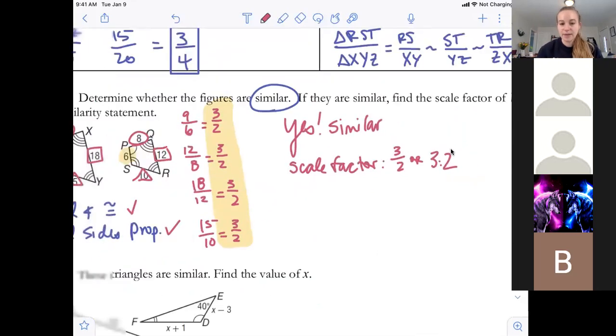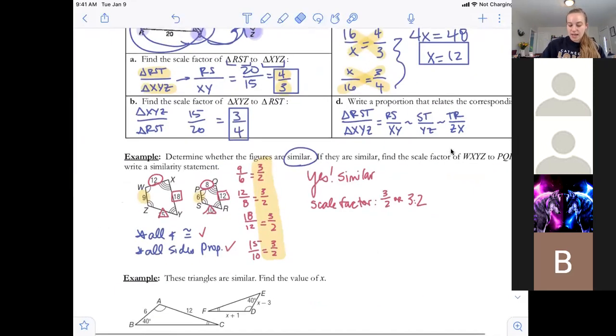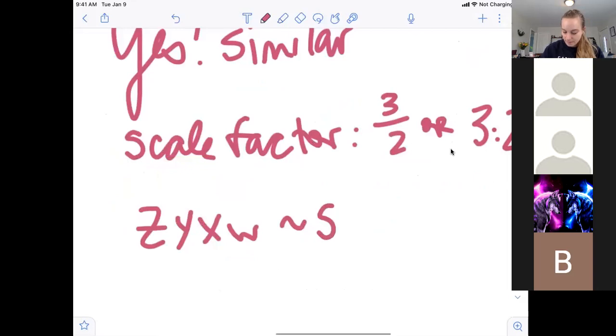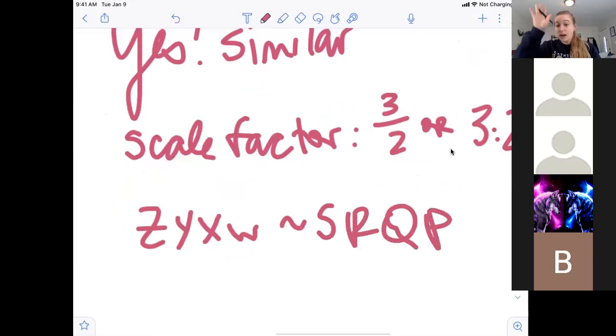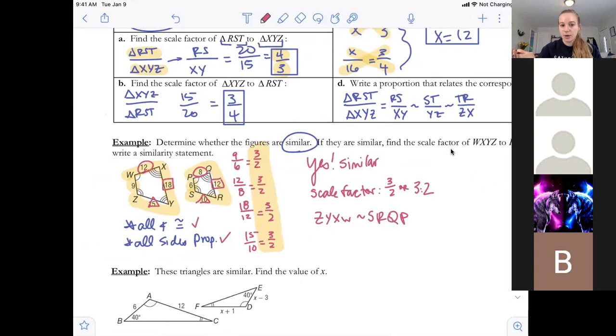And the last thing we're going to do is write a similarity statement. Now it would be super easy to just write WXYZ is similar to PQRS, but let's challenge ourselves a little bit. So let's say I gave you that we had to write it from ZYXW. What's the similar shape to that? If I said ZYXW, what would you say? SRQP. Very good, Ella. Exact same way around the shape. I could write it in whatever order I wanted to, and you just had to match the angles up next to each other. Perfect. All right, that one's done. Any questions?